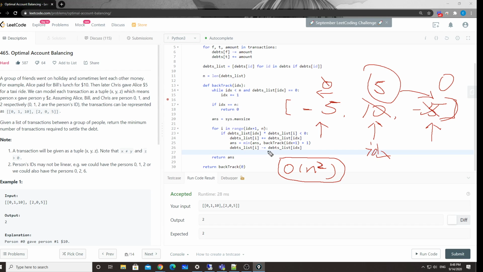Okay, and space complexity is O of n, right? Because we're only maintaining these stats here.